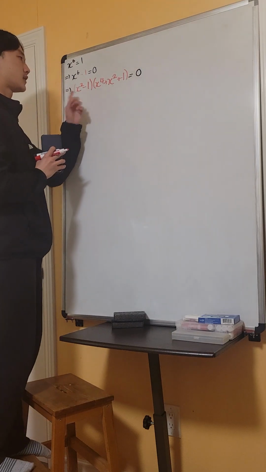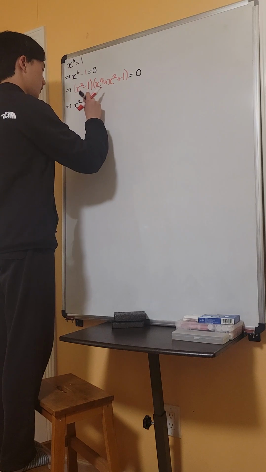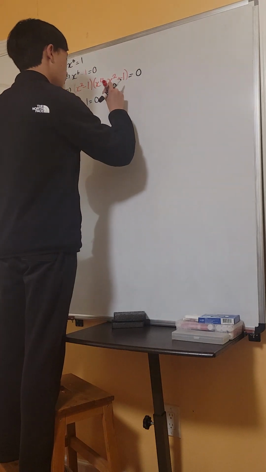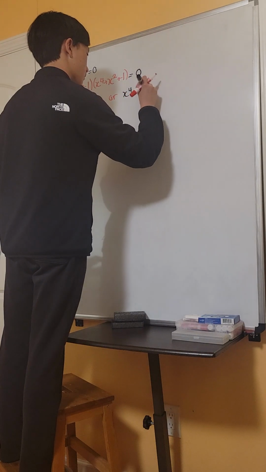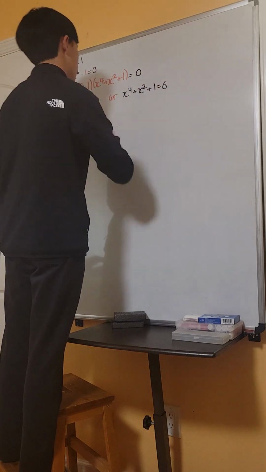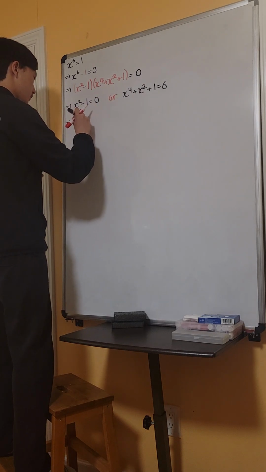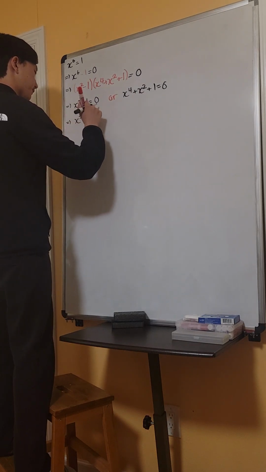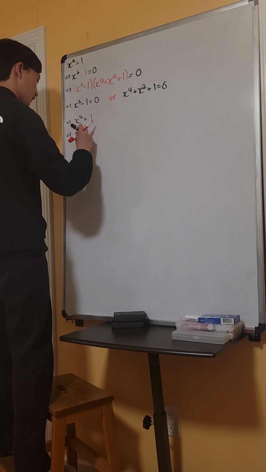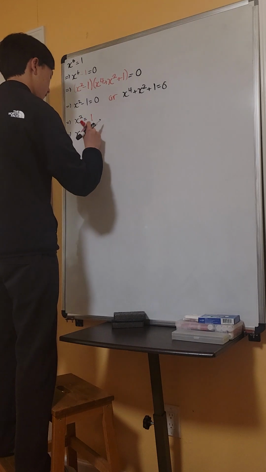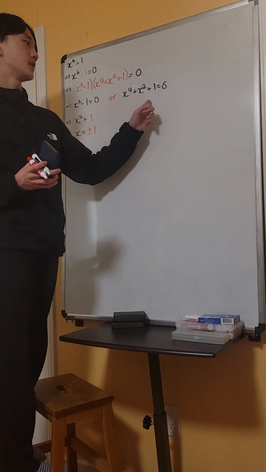well, first let's set this equal to 0, right? So x squared minus 1 is equal to 0, or this quartic, x to the 4th plus x squared plus 1 is equal to 0. So 2 of our solutions come from here, and 4 of them come from here. Here we do x squared is equal to 1, and then taking the positive negative square root on both sides, you get x is equal to positive negative 1. This is really simple. Okay, what about this? How do you factor this?